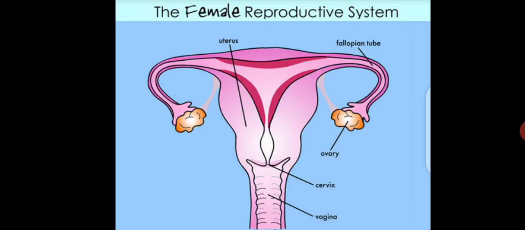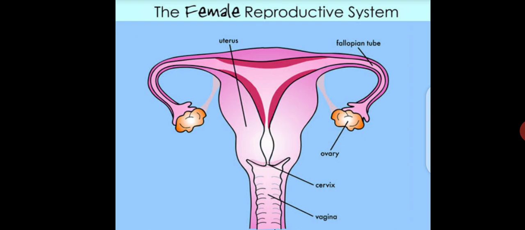So, this is the structure of the female reproductive system. Both male and female have their own reproductive system. There are so many different organs in our body that help us to give birth to our young ones alive. A female has it, so we can see this. We have the uterus, the fallopian tube, the ovary, the cervix, the vagina.